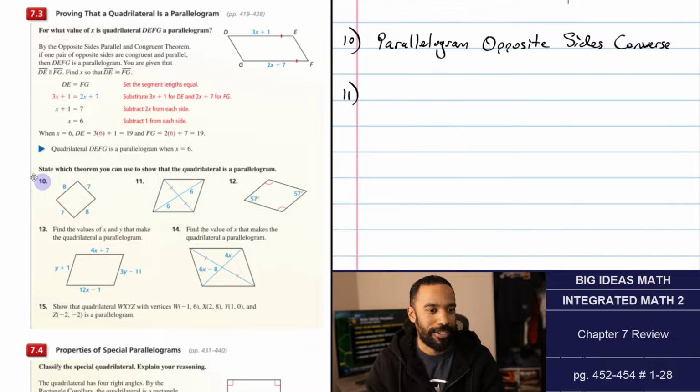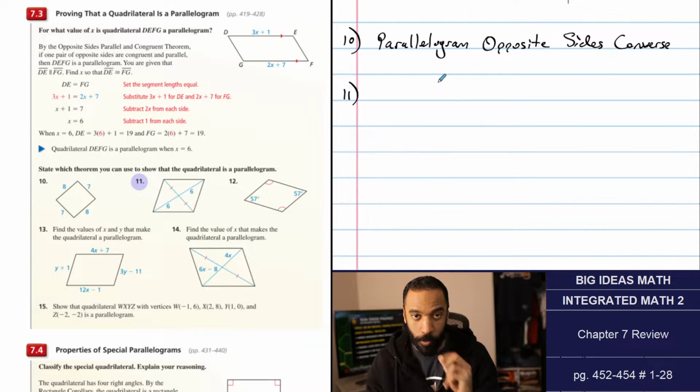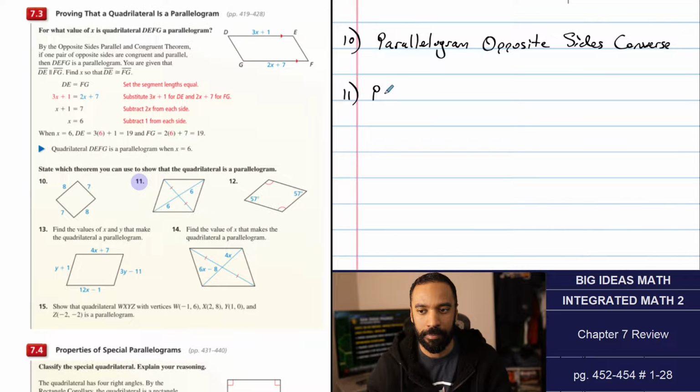All right, number 11. This is showing diagonals bisect each other. I can tell by the congruent tick marks here, and then the 6's being the same there. If the diagonals bisect each other in a quadrilateral, it is indeed a parallelogram. This is, if I know the name correctly, and I'm not guaranteeing this at all, parallelogram diagonals converse.